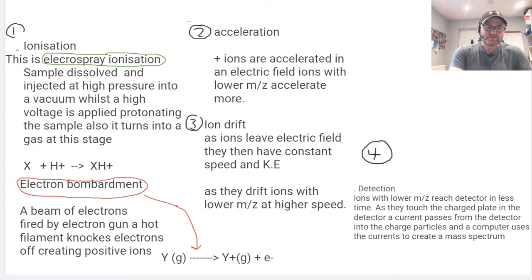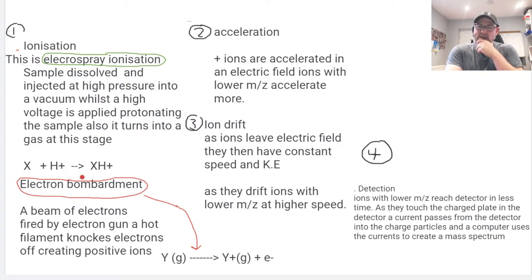So you've got ionization, electrospray ionization. We dissolve the sample and it's injected at a high pressure into the vacuum whilst a high voltage is applied. This protonates the sample. It adds a hydrogen, basically a proton. Hydrogen, remember, a hydrogen ion is essentially just a proton. It doesn't have a neutron. It's got a mass number of one and a proton number of one. So the hydrogen, once it's lost its electron, is basically just a proton. So we can protonate them by adding that proton.